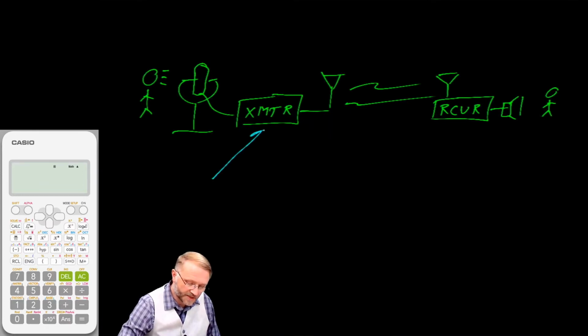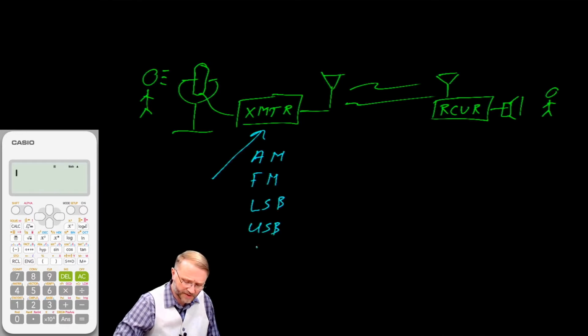Those modulation methods are a function of the transmitter. We addressed a few of them briefly. We talked about AM, not sure what it is yet, we'll get there. We talked about FM, talked about LSB, USB, I believe we also looked at CW.